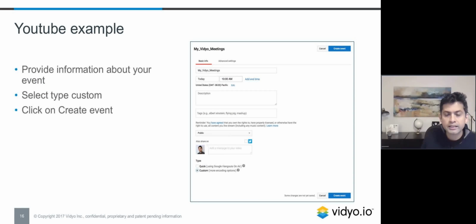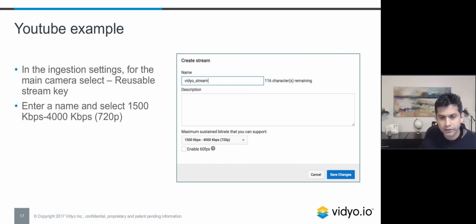Once you click on that, it will take you to a pop-up or a page where you can give some basic information. Give it a name, and ensure that you select the type of the event as custom, which is the second option at the bottom over there. Once you select that, you can type in a description, etc., and say create event. Once you've created the event, another important part to remember is you have to set the stream key as a reusable stream key instead of their standard stream key.